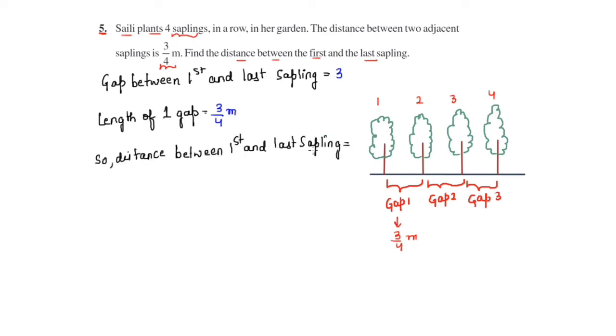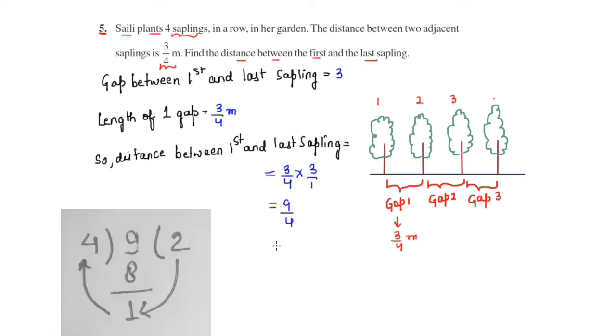So we will write the distance between the first and last sapling will be equal to the length of one gap, which is 3/4, times the number of gaps we have between the first and the last sapling, that is 3, as you can see in the picture also. So we'll write 3. Taking 1 as a denominator, if you solve it, 3 times 3 gives you 9 as a numerator and 4 times 1 will give you 4 as a denominator.